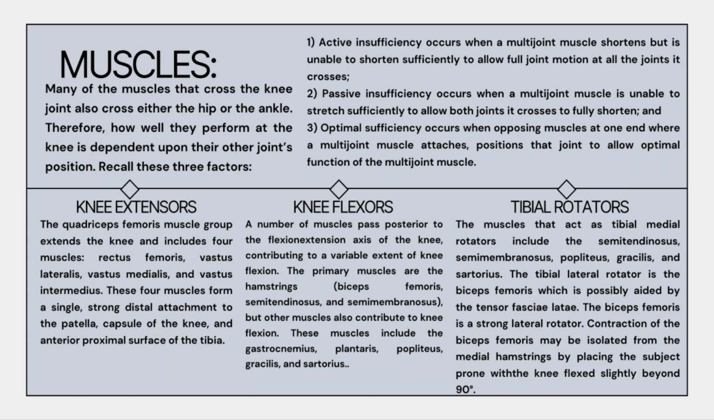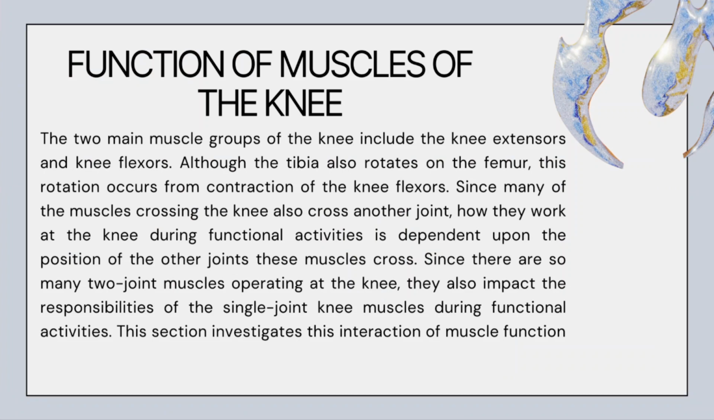Last, the tibial rotators. The muscles that act as medial rotators include the semitendinosus, semimembranosus, popliteus, gracilis, and sartorius. The tibial lateral rotator is the bicep femoris, which is possibly aided by the tensor fascia lata. The bicep femoris is a strong lateral rotator. Contraction of the bicep femoris may be isolated from the medial hamstrings by placing the subject prone with the knee flexed slightly beyond 90 degrees.